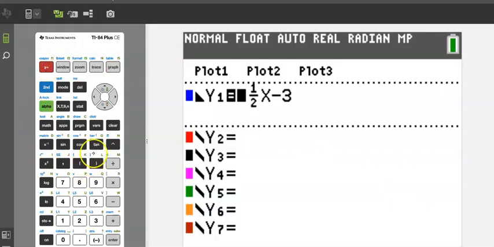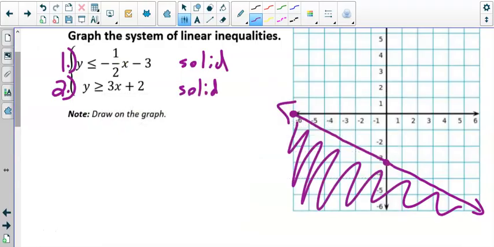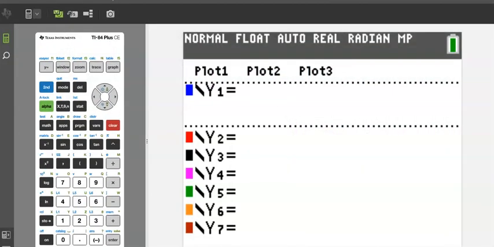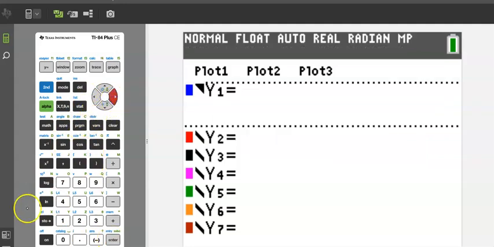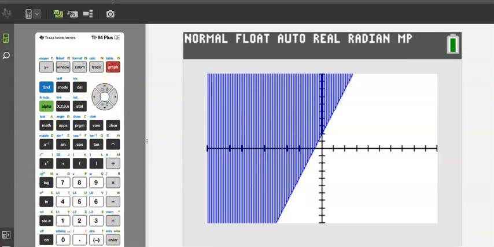So we'll come in here. I can clear all that out. Because we are greater than or equal to, do I want a top triangle or a bottom triangle? Top triangle. There it is. And then all we have to do is put in our equation, which is what? 3x plus 2. Graph.